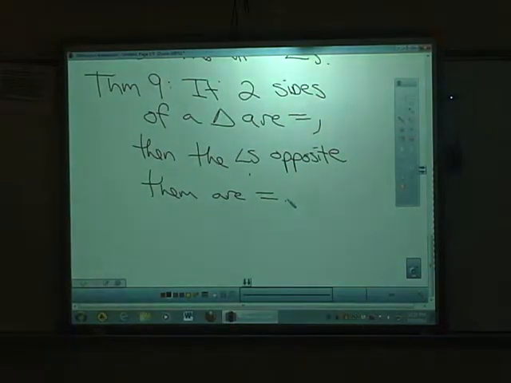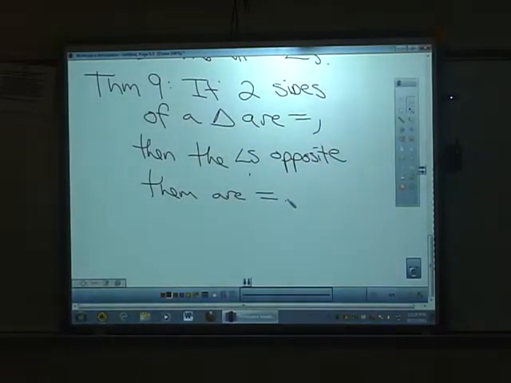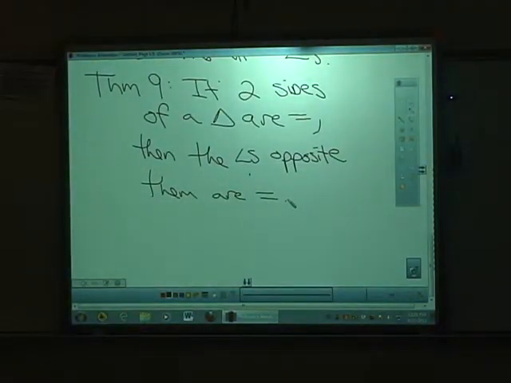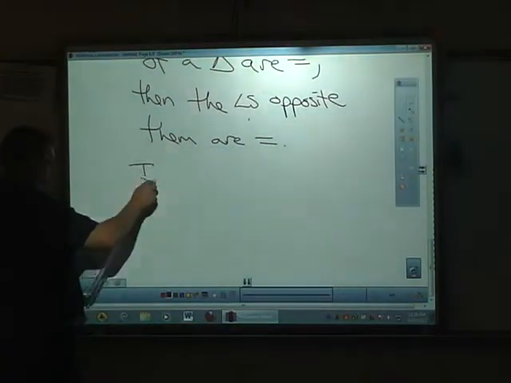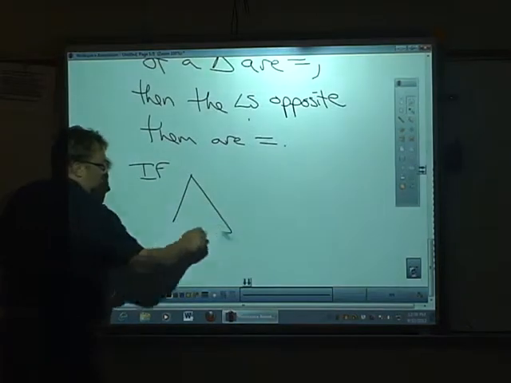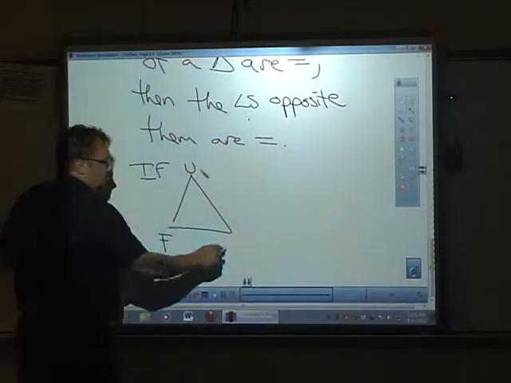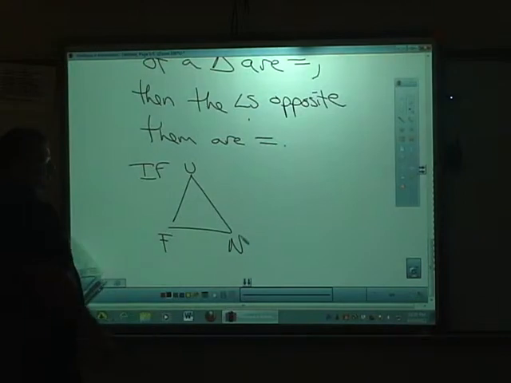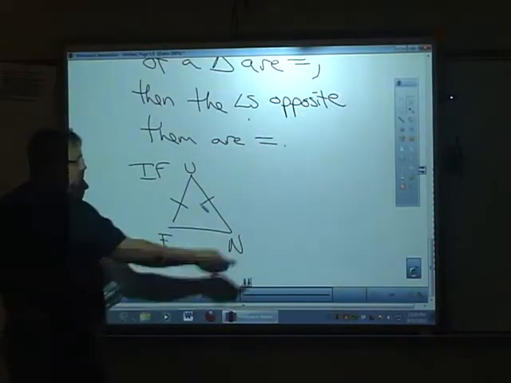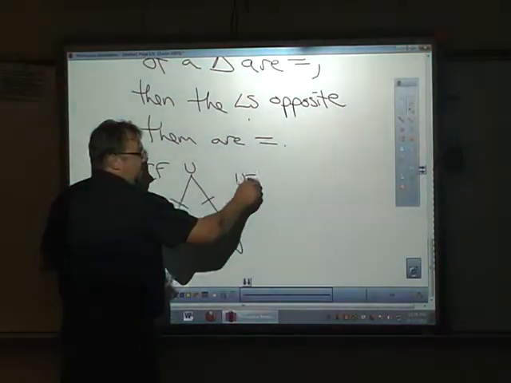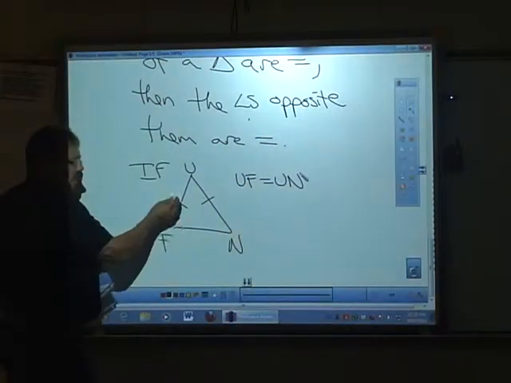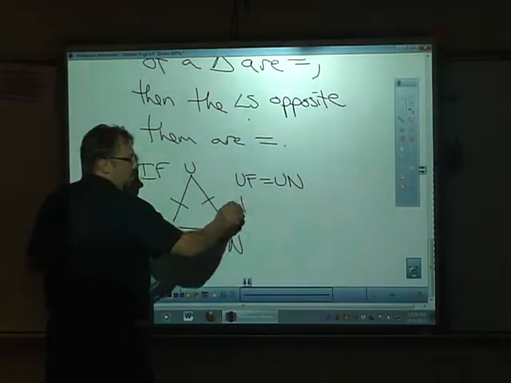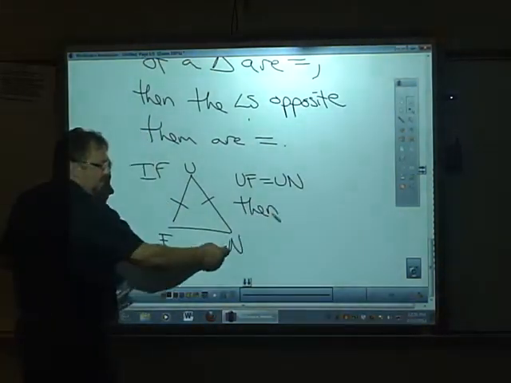Make very clear here, this is in a single triangle. So in a single triangle, if two sides are equal, then in that same triangle, the angles opposite them are equal. So what this is saying is, for example, if we have this triangle with two sides equal, so if UF is equal to UN, then we can see that the angles opposite those sides would also have to be equal. So then angle F equals angle N.